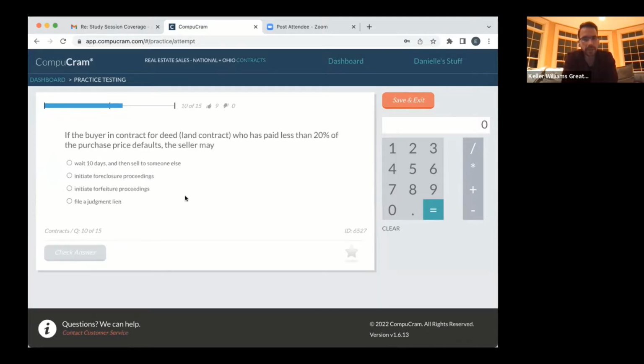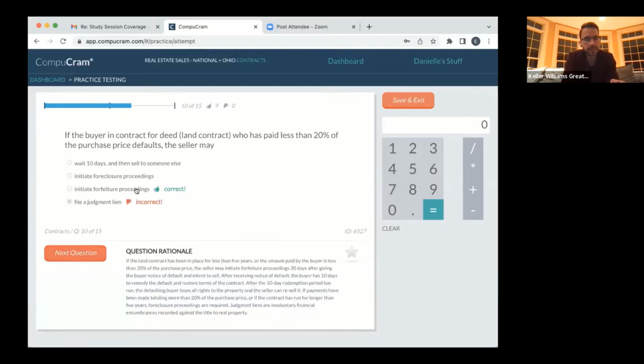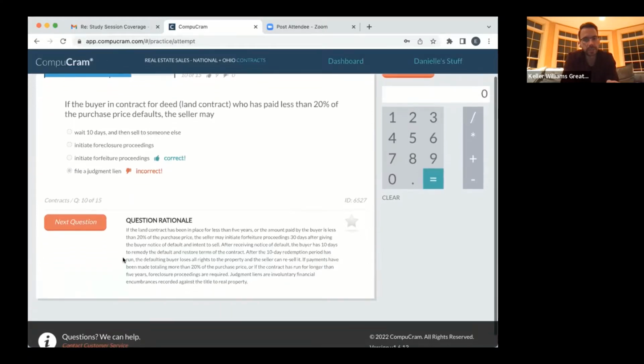Moving on. If the buyer in a contract for deed, a land contract, who has paid less than 20% of the purchase price defaults, the seller may A, wait 10 days, then sell to someone else, B, initiate foreclosure proceedings, C, initiate forfeiture proceedings, or D, file a judgment lien. I see D's here, and it's actually initiate foreclosure proceedings. Yes, initiate foreclosure proceedings is correct.